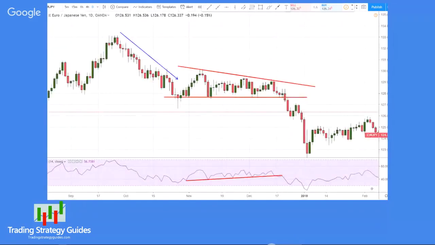Here's another nice example. This is a pretty good support level as well. This is a Euro Yen daily chart. Let's see, this one goes back to November of last year.